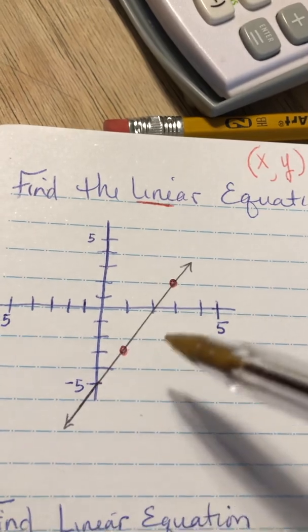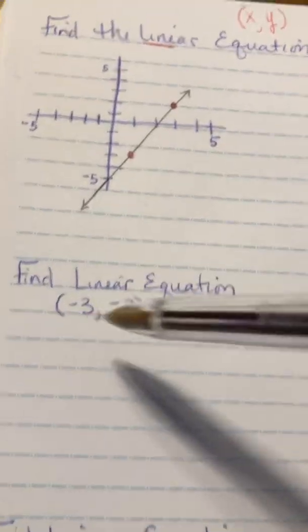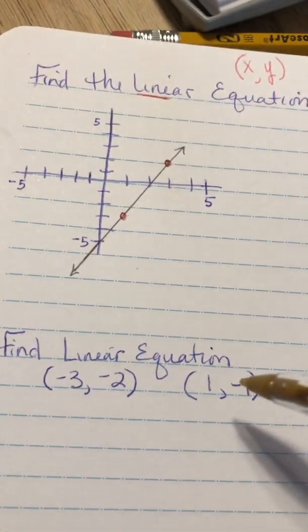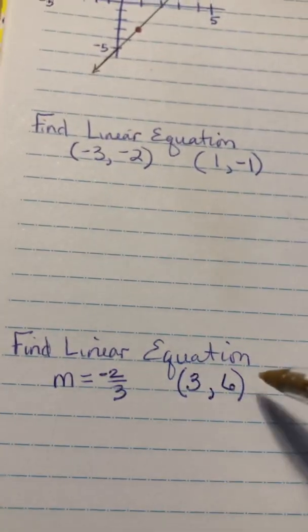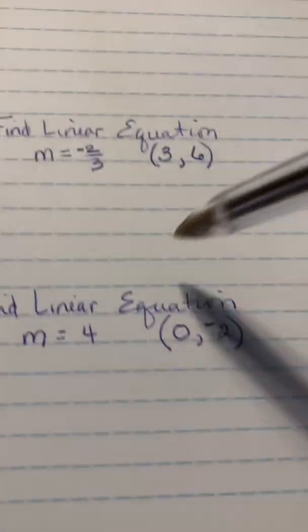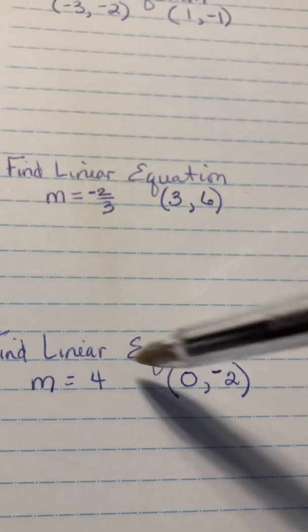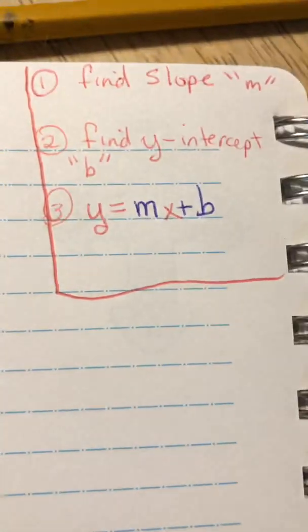But the steps I'm going to use in all the situations that we have here, this first one, it gives us a graph. And the next one is just going to give us two sets of coordinates. And the next one, it's going to give us the slope and a set of coordinates. And then the last one's going to give us the slope and another particular set of coordinates. But in all of those situations, we're going to use the same three steps.